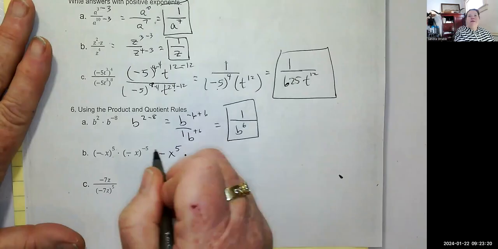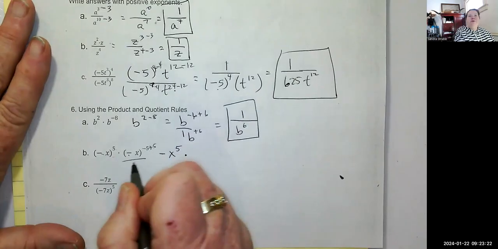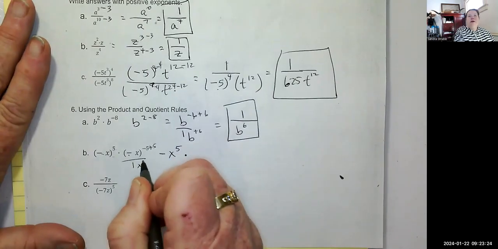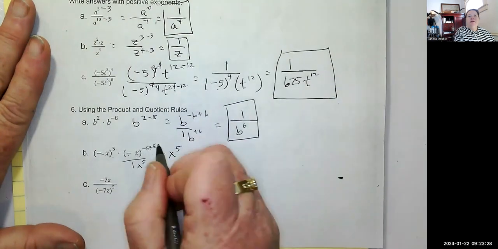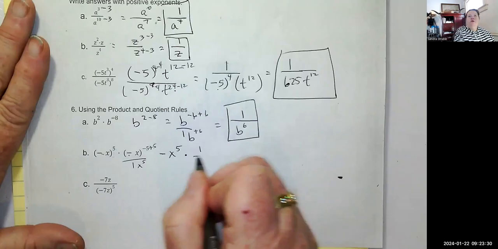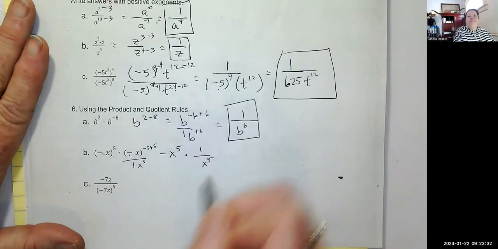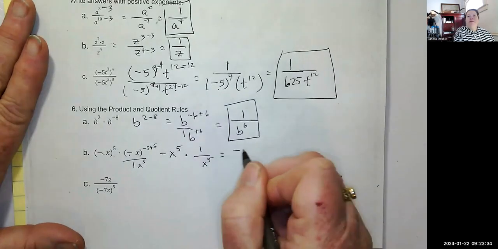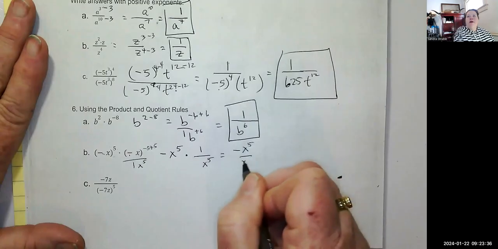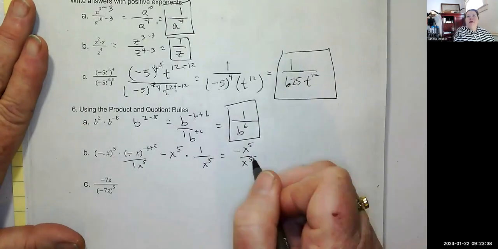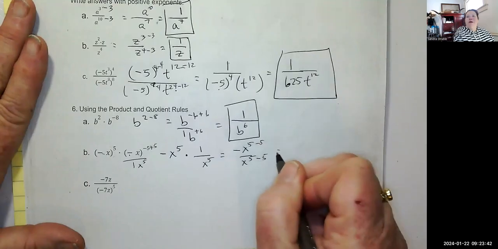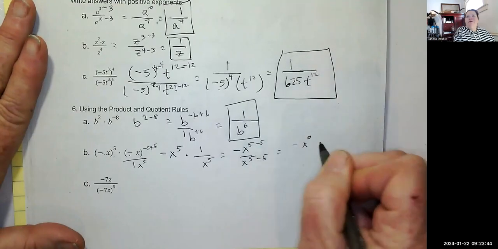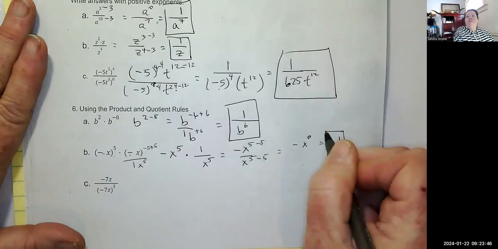So I'm going to add 5 to both the numerator and the denominator. So this becomes 1. Anything to the 0 power is 1 over x to the 5th. This becomes negative x to the 5th over x to the 5th. And they're both positive, so I'm just going to bring it to the top. And that's negative x to the 0, which is negative 1.